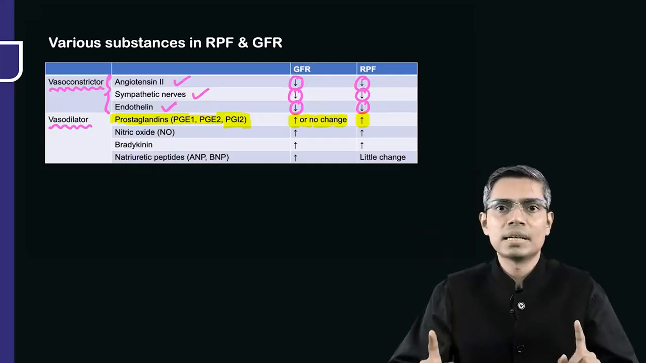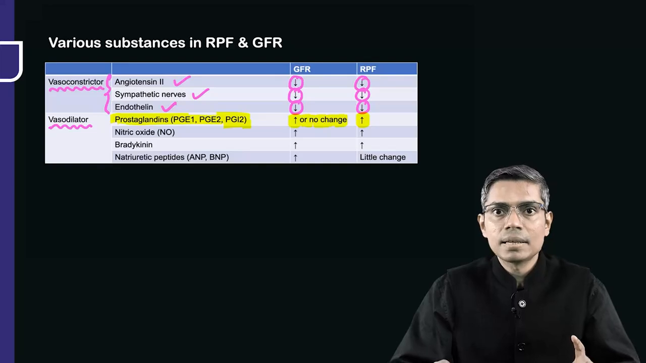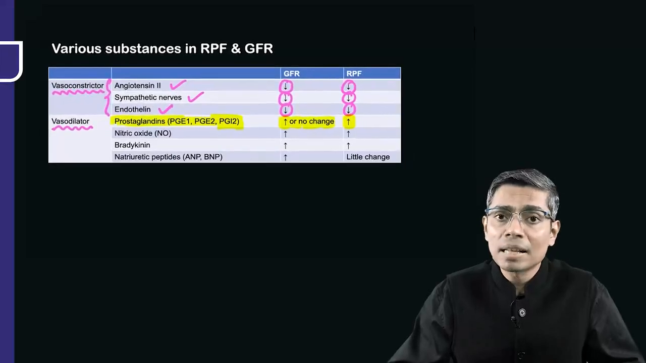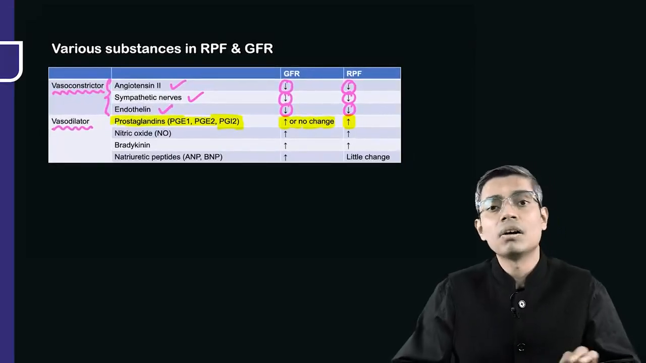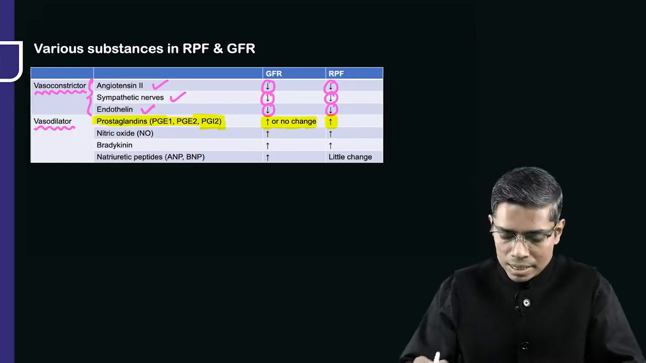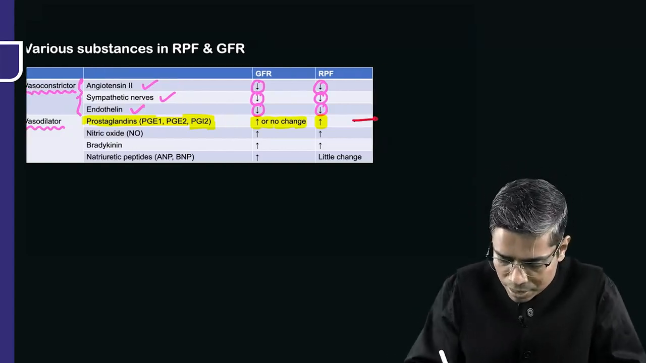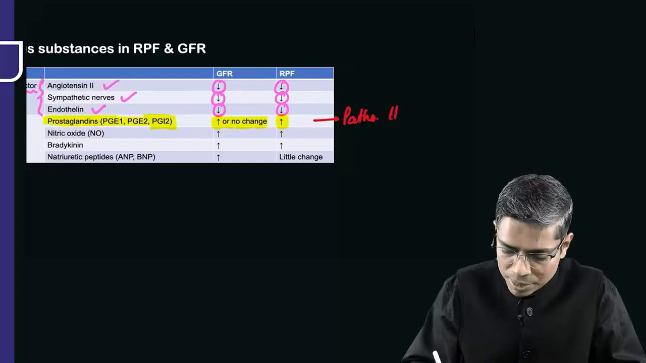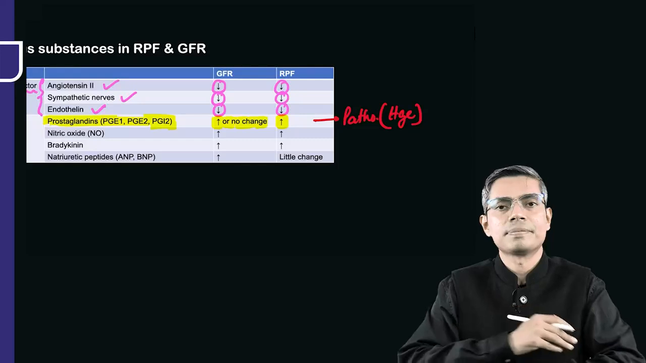But you have to remember one condition here. Prostaglandin increases your renal plasma flow or GFR in pathological condition only, not in normal condition. So please remember the effect of prostaglandin is mainly during the pathological condition. For example, one person is suffering from severe hemorrhage. Whenever the person is suffering from severe hemorrhage, what will happen? There will be activation of the sympathetic system.